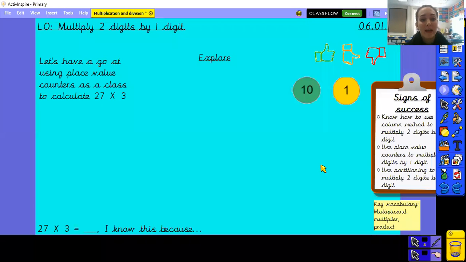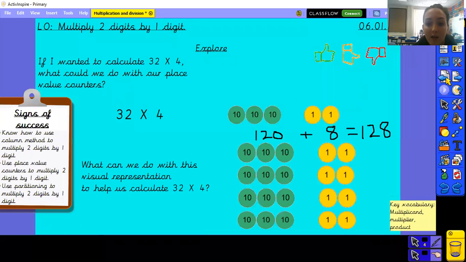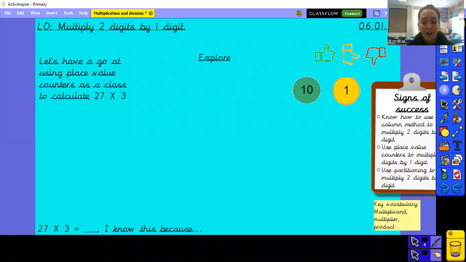Okay, so using our place value counters again, this time I would like you to pause the video and have a go at representing the calculation 27 times 3. So what you need to do is draw your counters to represent 27 times 3, just like I did on this page with 32 times 4. Okay, so pause the video now and have a go at that in your maths book.